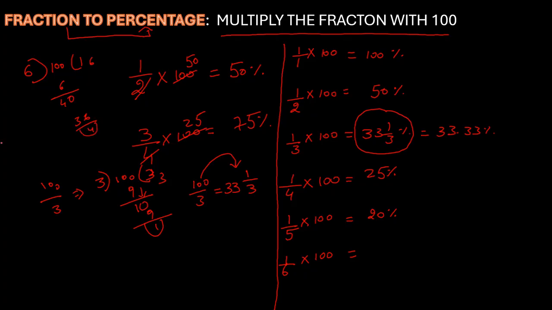So 100 by 6 can be written as 16 4 by 6%, which is also equal to, I can see here 2 into 2 times and 2 into 3 times. That is equals to 16 2 by 3. This is the simplest form. So 1 by 6 into 100 gives me 16 2 by 3%.